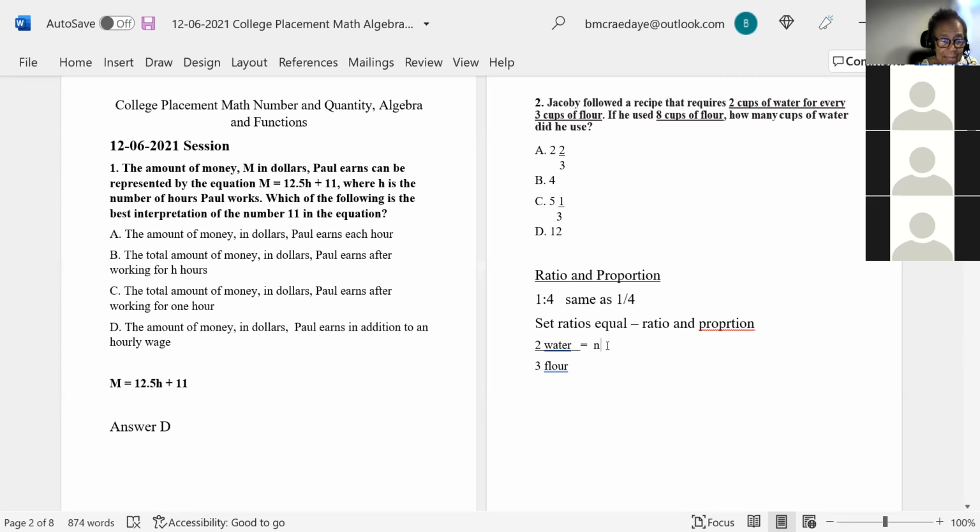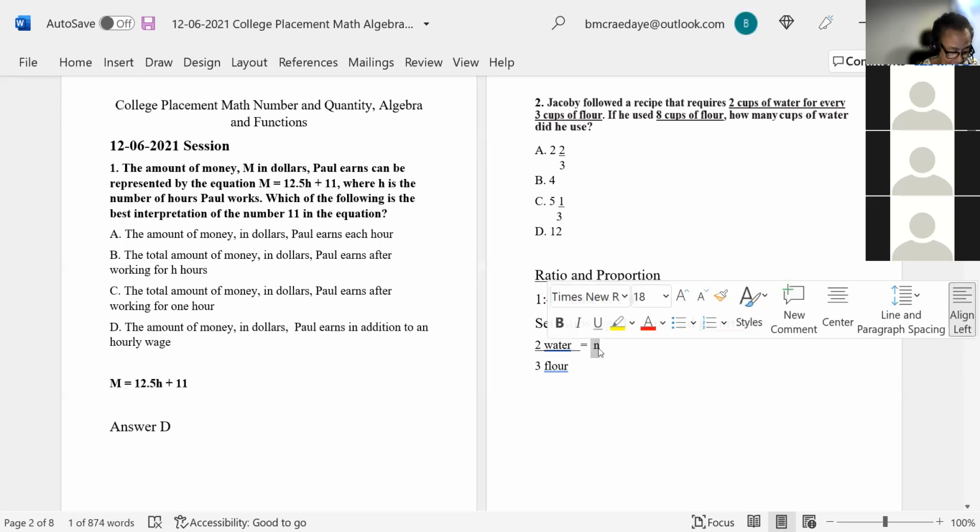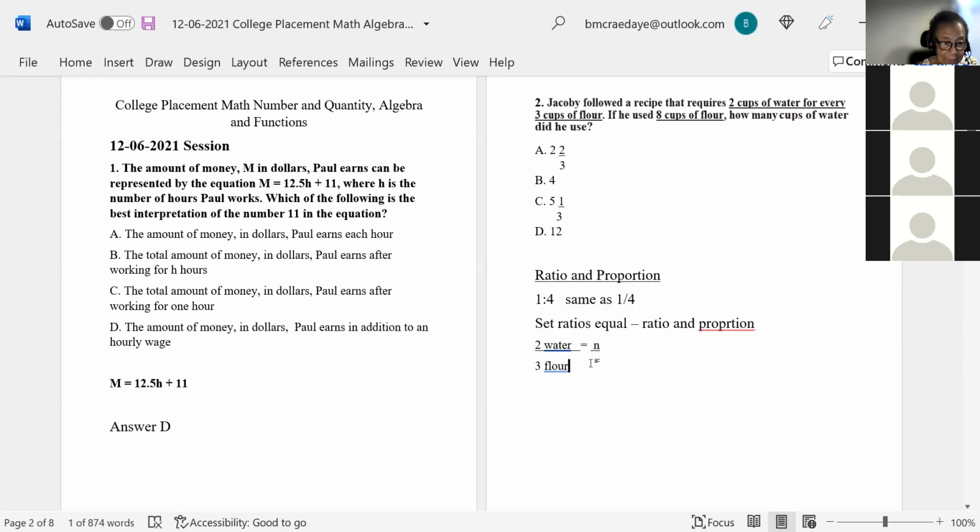So let's put 8 underneath, and that's flour. You could have water over water and flour over flour, or you could have water over flour and water over flour, but you have to have them in order. So 2 cups of water for 3 cups of flour, and N, that's what we're looking for, our unknown, for 8 cups of flour. Okay, so let's bring that up.